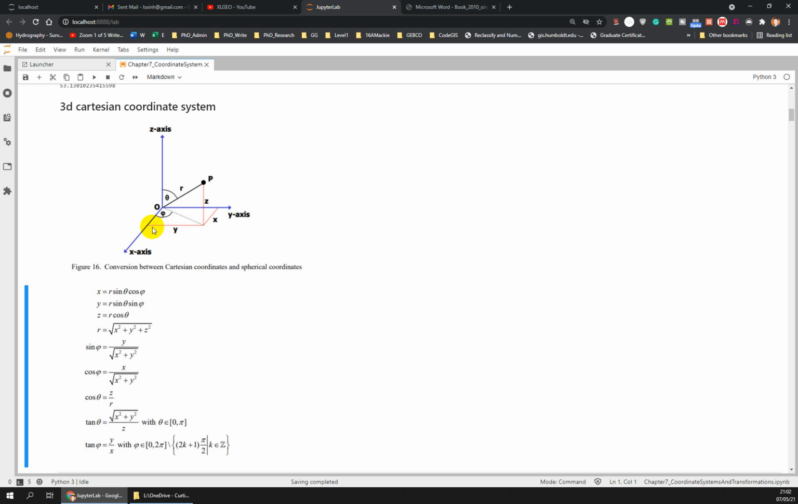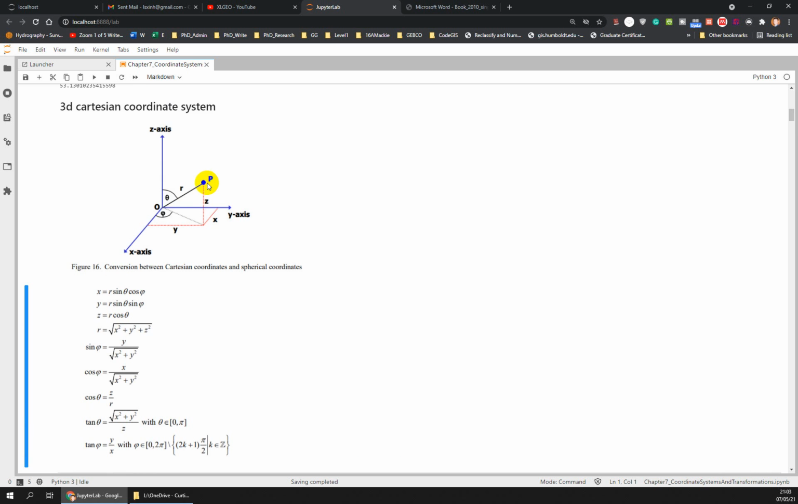Similarly, if we want to calculate y, we just project P onto the OXY plane, then we project this point onto our y-axis, and we have y equal to r multiplied by sine of theta and multiplied by sine of phi. The z value is very straightforward. We just project P onto the z-axis, and it's just equal to r cosine of theta. That is how to go from 3D polar coordinates to 3D Cartesian coordinates.